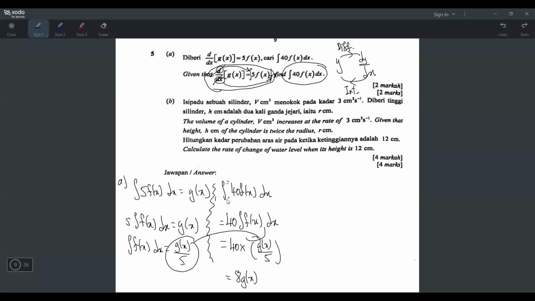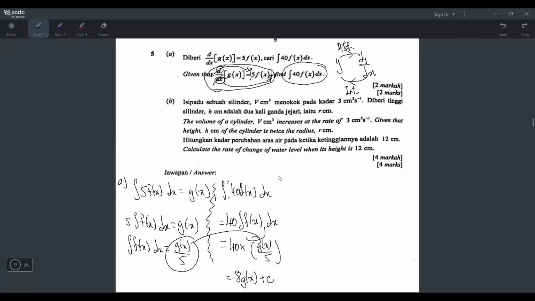This one we call it kamiran tak tentu. Tak tentu, in English, indefinite integral. Kalau ada number, we call it definite integral. So this one is kamiran tak tentu. And for kamiran tak tentu, when you integrate, you will always end up with plus C here, sebab dia tak ada number. So untuk kamiran tak tentu kena tulis plus C sebab dia tak ada number. Okay, so ini jawapan dia.